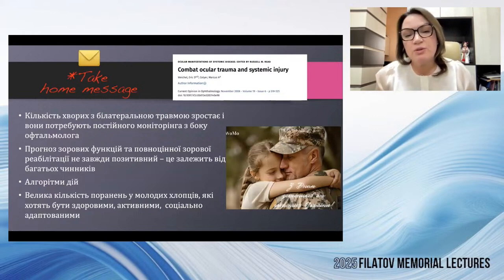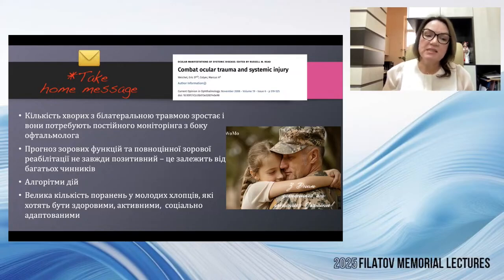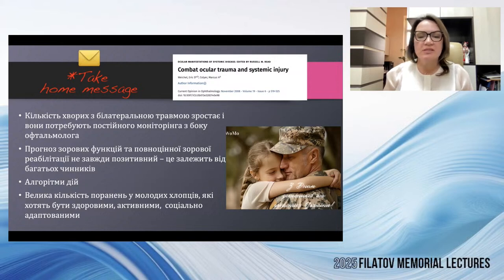So, conclusion, the number of patients with bilateral trauma of the eye increases. They require monitoring by ophthalmologists. The prognosis of visual acuity and rehabilitation is not always positive. Everything depends on multiple factors. Of course, we wish for better algorithms. However, I do understand that this is impossible because there are many questionable issues for consideration.